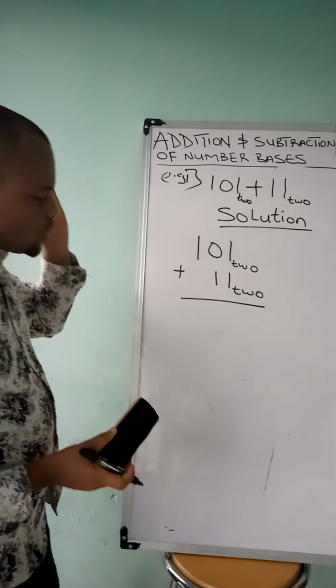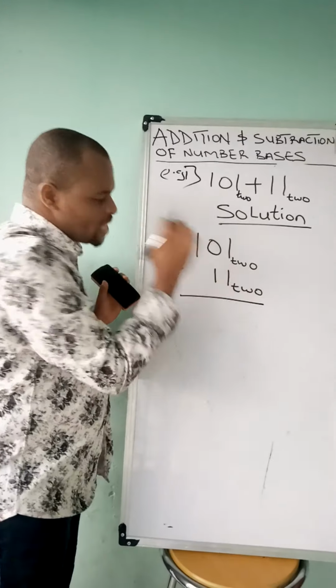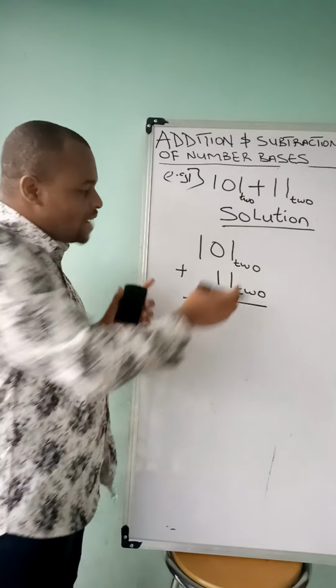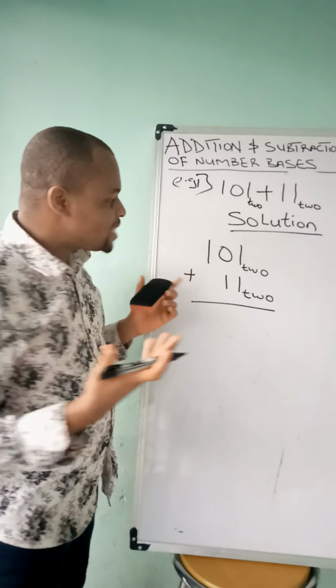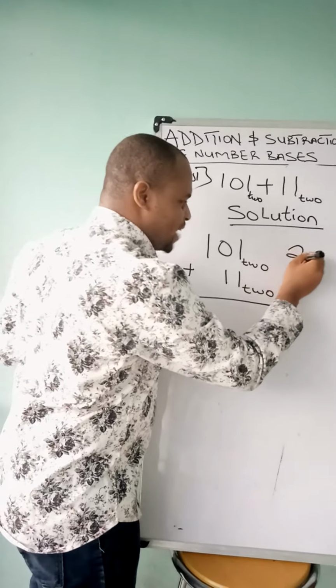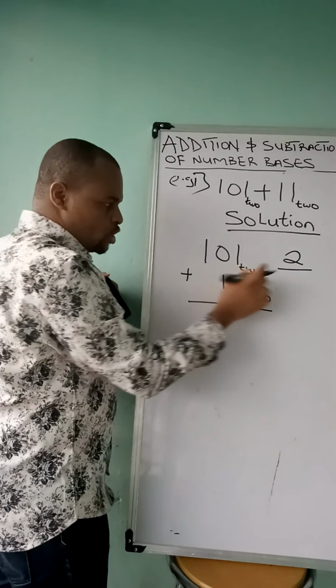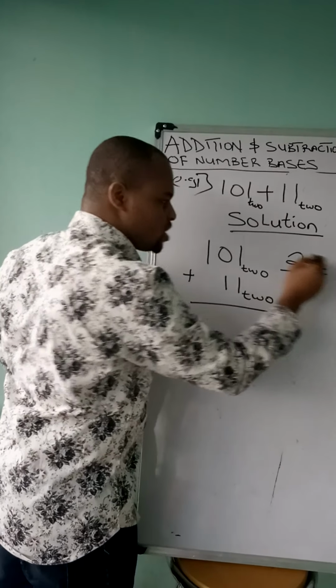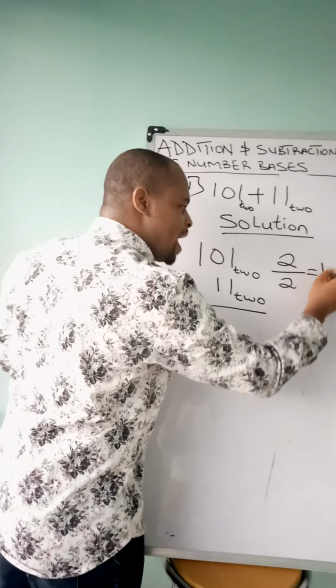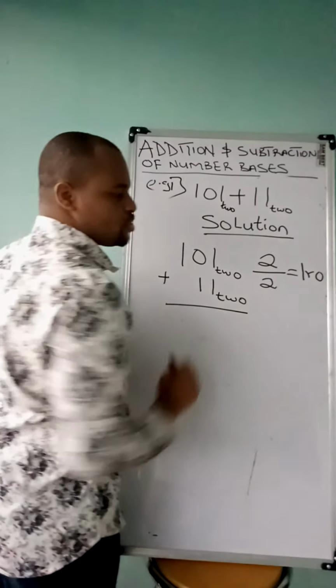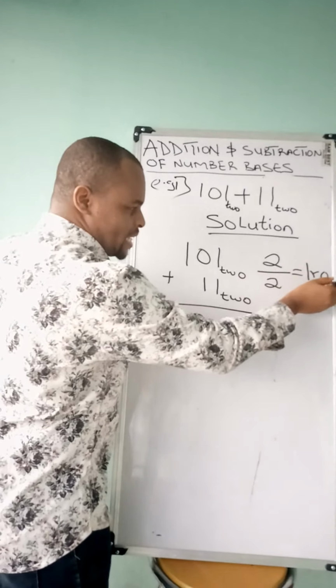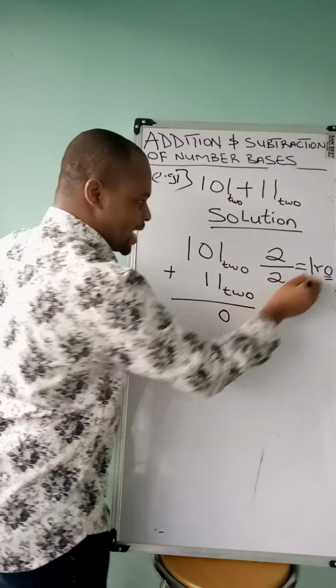Alright, we are working in base 2. 1 plus 1 is what? 2. Can I have 2 in base 2? The answer is no. So I'll be dividing by the number base I am working on, which is what? 2. 2 divided by 2 is what? 1, remainder 0. I'll be writing my remainder, which is 0, and carry what?